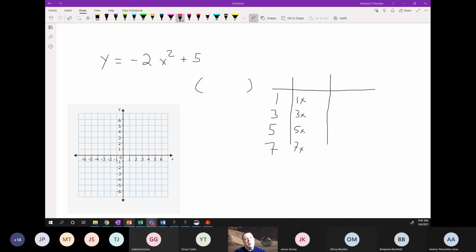Does anyone need help with the vertex? Just say yes or no. Don't type in the vertex for me. But if you need help finding the vertex, tell me.